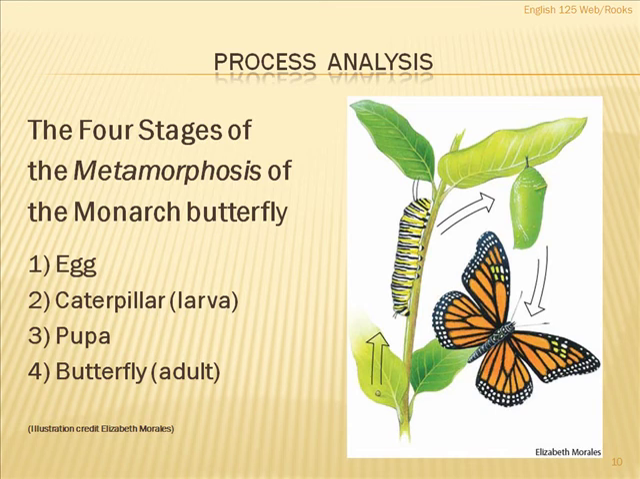Here's an illustration of those 4 stages of metamorphosis of the butterfly that they were talking about. And then they're listed here: egg, caterpillar or larva, pupa, butterfly, adult.